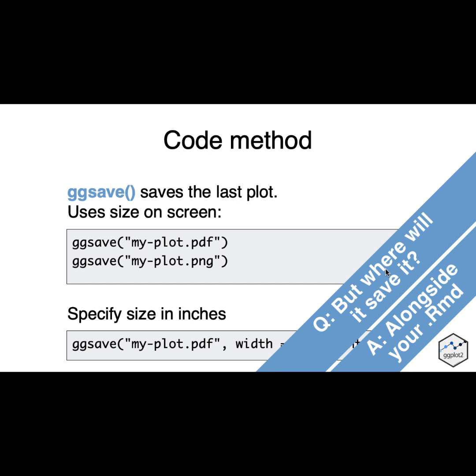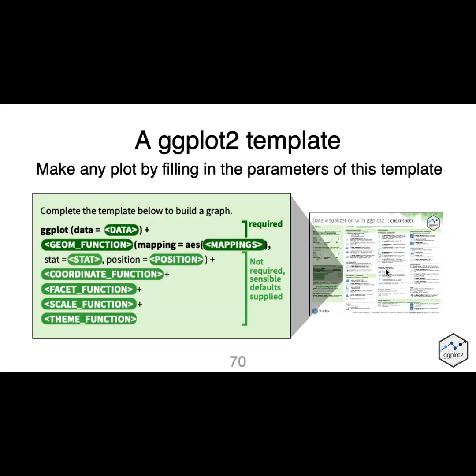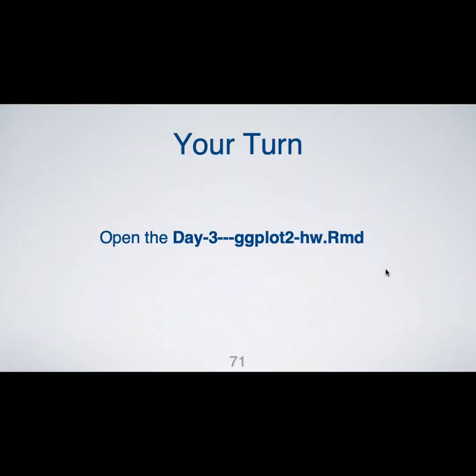So with that, you should be able to plot all sorts of things now. And if you forget the basic structure of your ggplot, you can just look at the ggplot2 template or the cheat sheet. They have this beautiful little template that shows you this is your ggplot. These are the things that are required, and some things that aren't required but have sensible defaults, things like that.